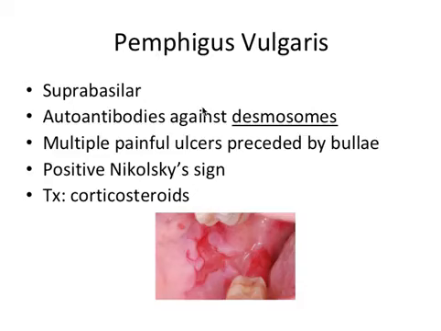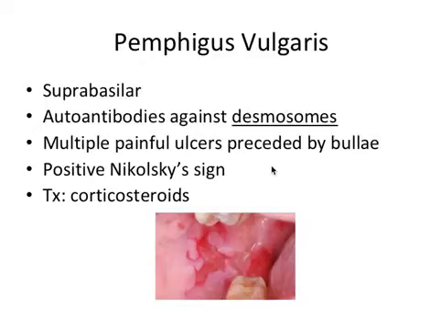Next, we have pemphigus vulgaris, which is the first of two types of these diseases that we're going to talk about. So pemphigus vulgaris is suprabasilar. We'll come back to that. It involves autoantibodies, so we can think of that ANA test, again, being something we could do. And the autoantibodies are against desmosomes. So this is super important here. It has multiple painful ulcers preceded by bullae, so big fluid-filled vesicles, and they pop and leave these painful ulcers behind. It also has a positive Nikolsky's sign.